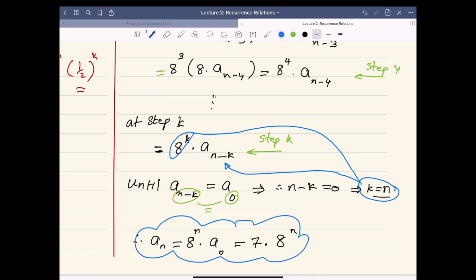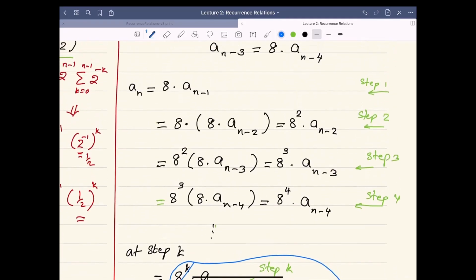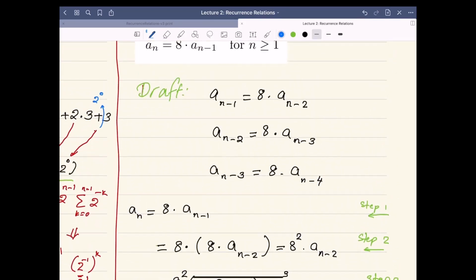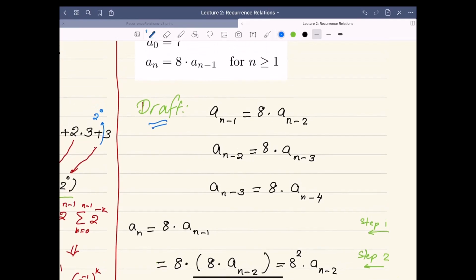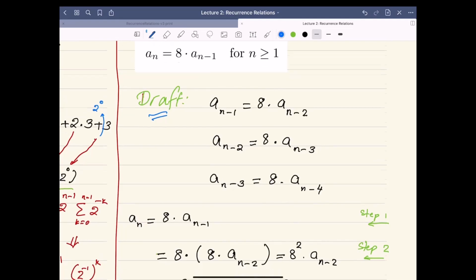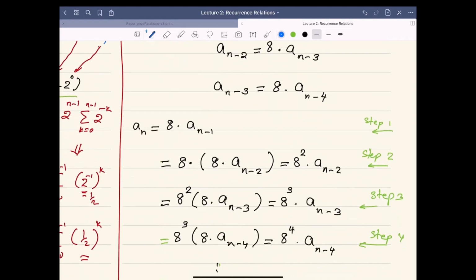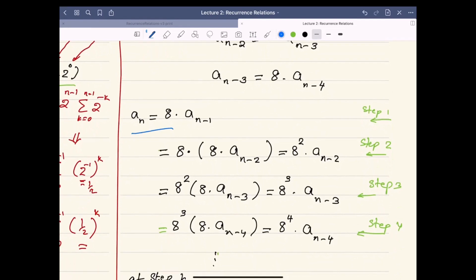So the method is called back substitution because we find the answer from the last term. As a draft, we try to find some of the terms, and then substitute those into the recurrence relation, and it's called back substitution until you get the final answer.